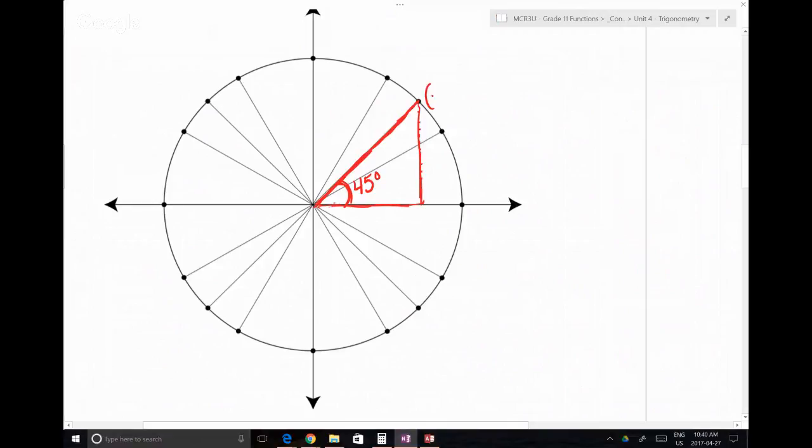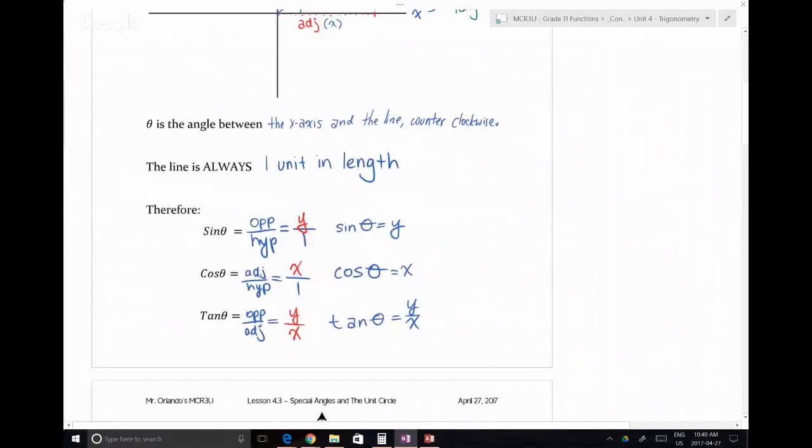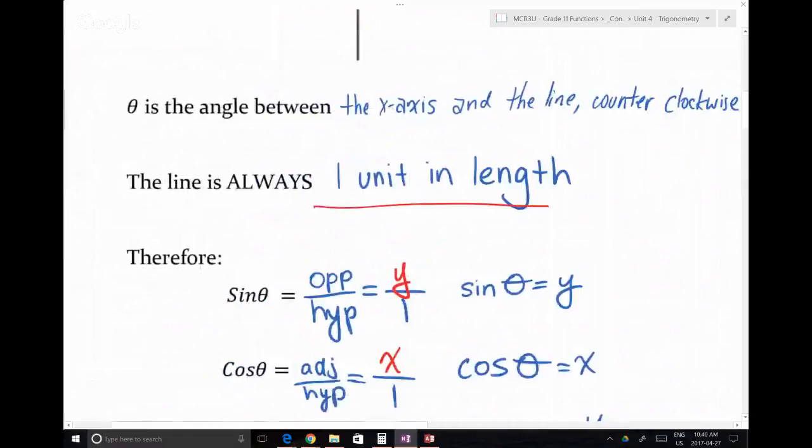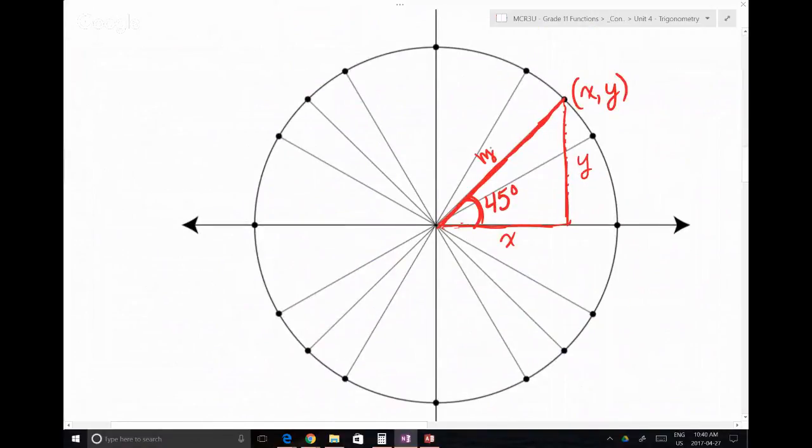And this would end at some point xy, which would mean that this will be y, this will be x. And because it's the unit circle, because the way we've defined this is we're always going to work with these, making the line 1 unit in length, we say that this hypotenuse is equal to 1. All right. So there we are.